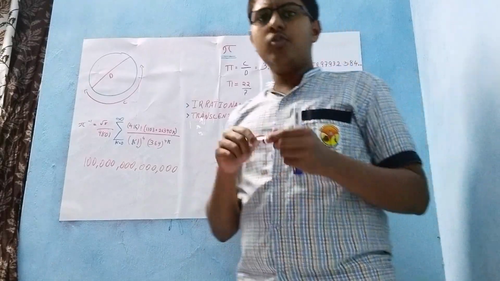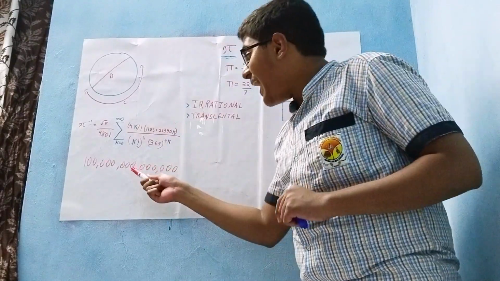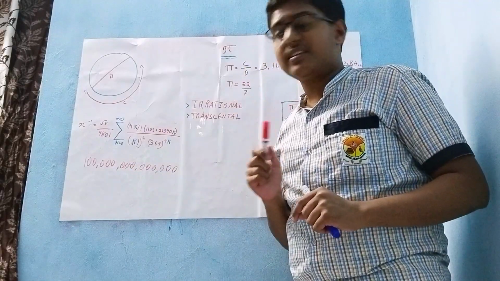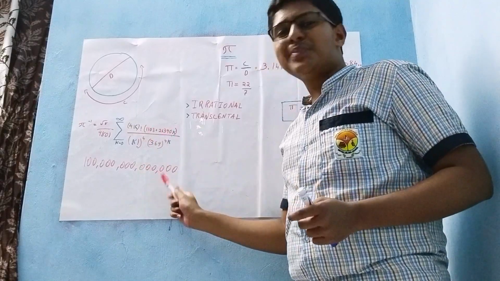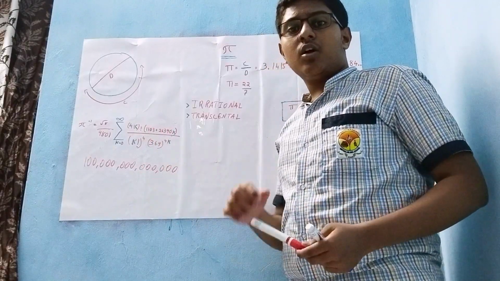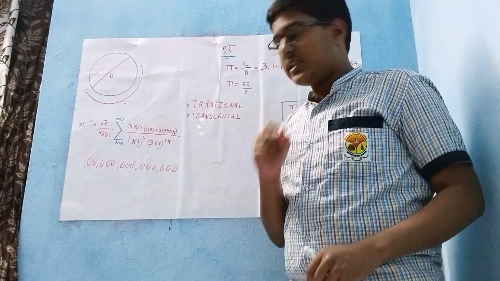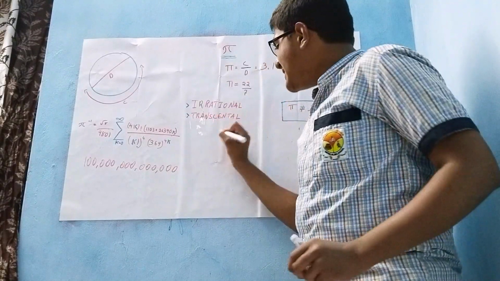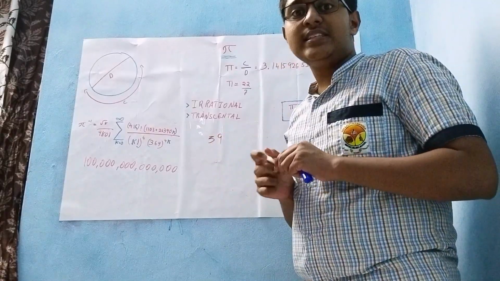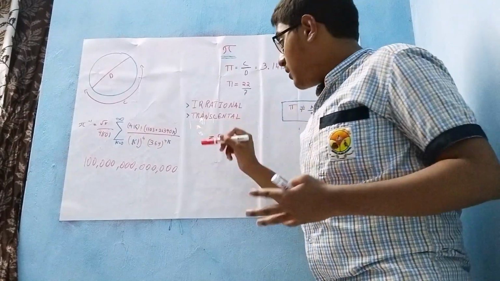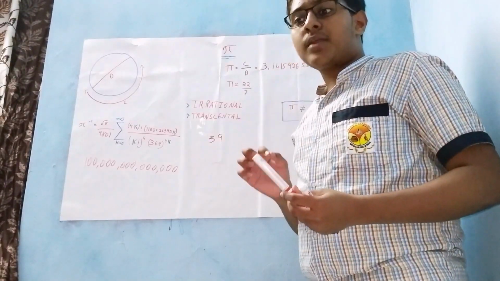And do you know how many digits of pi we know? It is 100 trillion, 1 followed by 14 zeros. We know this many decimal places of pi. Why do we need this many, you may ask. I will say we would need just 39 decimal places of pi for calculations in engineering and physics. If we use 39 decimal places only, we would get a very approximate value.